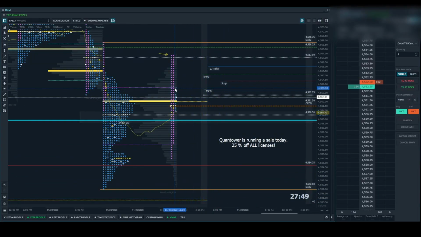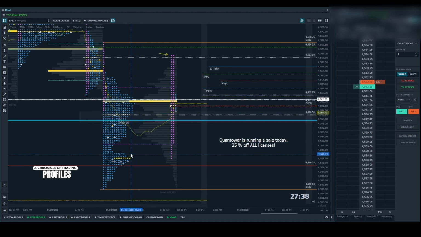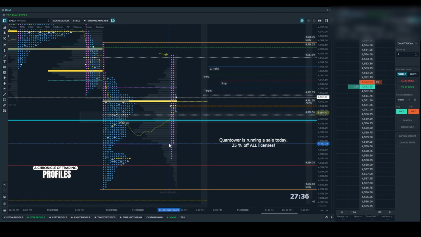Watching the C period, see if we can get up over this value area high here. I'd like to see it get up to at least this level. Then I'd be shooting for this value area high. I just did this on B period.